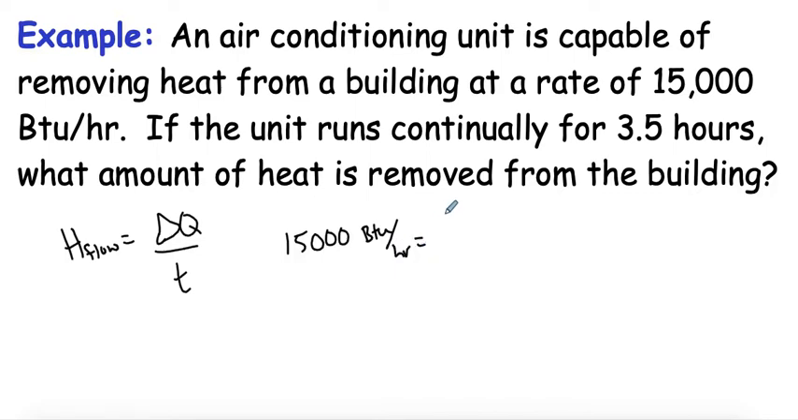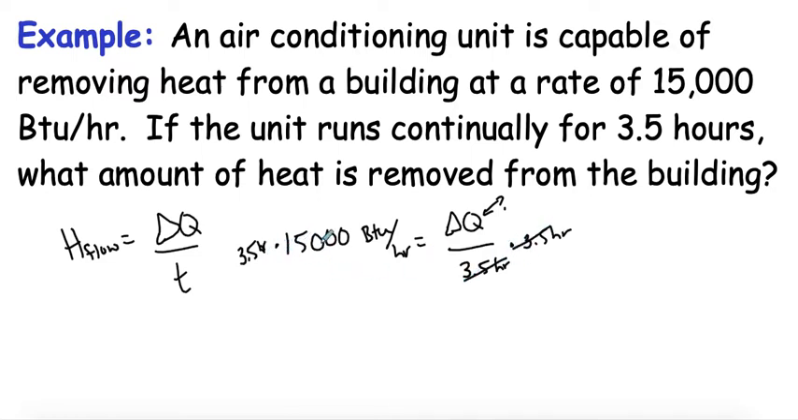And then on the right, we don't know the change. It says what amount of heat is removed from the building. That's what we're looking for. We don't know that. We're trying to find what amount of heat is removed. And we have 3.5 hours. So that runs for 3.5 hours. What's our change in heat? Okay, so a little bit of quick algebra here. How do we get this out of the bottom again? Multiply both sides by 3.5 hours. And that will cancel there.